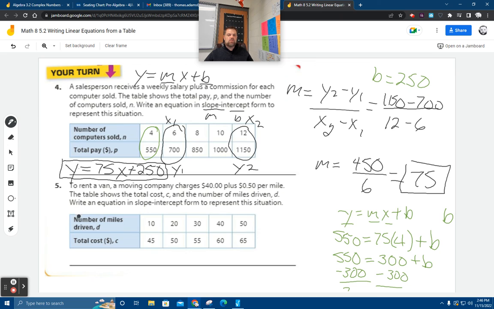So now on the next one, you know what I did wrong? It's not y equals all this stuff. You can replace the y with p, and you could replace the x with n. So you could write this as p equals 75n plus 250.